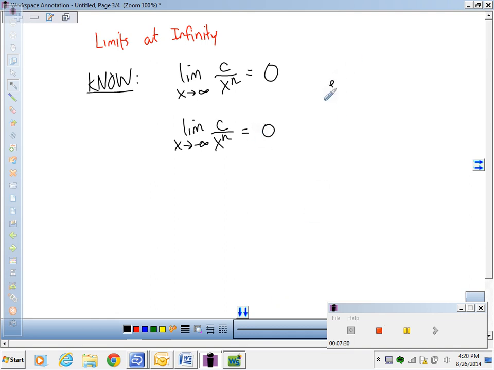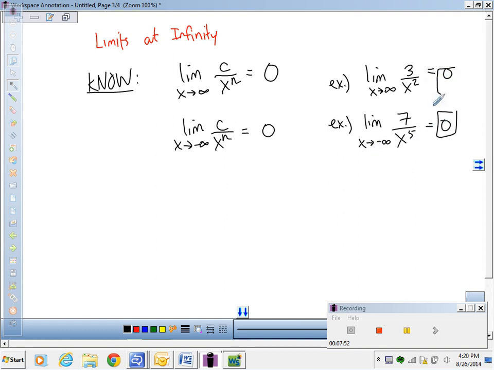So for example, if I had the limit of 3 over x squared as x approaches positive infinity, well, that's equal to 0. And if I had the limit of 7 over x to the, let's say, 5th power as x approaches negative infinity, that is also equal to 0. Okay, that's just something you need to know, because it'll help us solve limits that get a little bit more complex, like this one, for example.